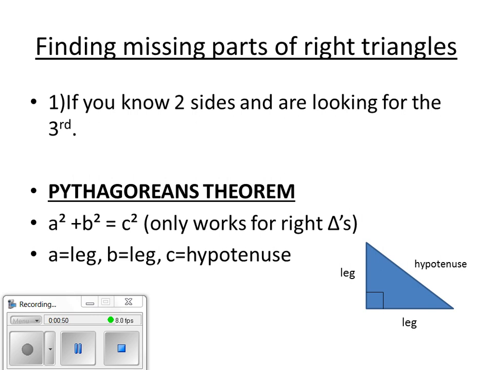So we're going to be finding missing parts. The first thing that we're going to cover is the Pythagorean theorem. If you know two sides in a right triangle and you're looking for the third side, then you can just use the Pythagorean theorem, and most of you probably have used it at some point in the past.